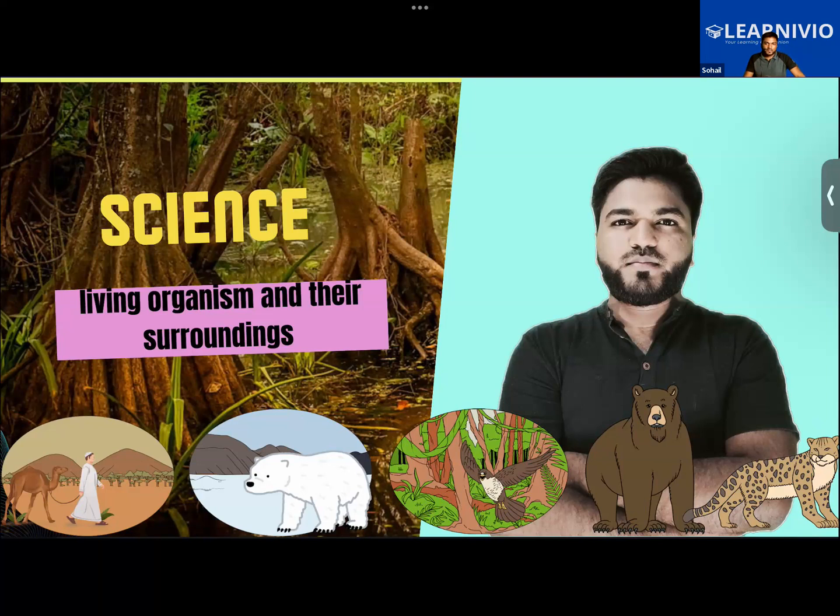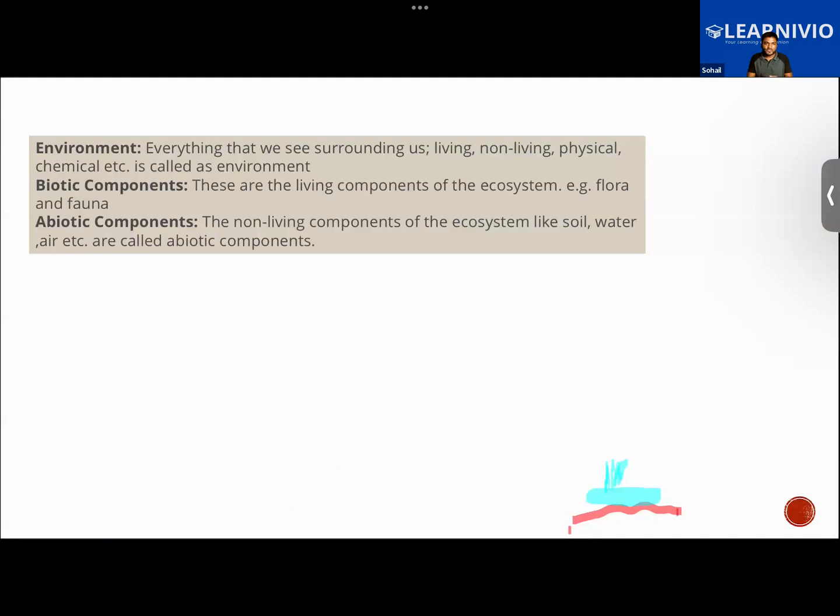Furthermore, we know that different kinds of organisms are suited to live in a given environment only. For example, camels are well suited to live in a desert. Polar bears are well suited to live in the polar regions, like Antarctica. Certain organisms are well suited to live in a rainforest only. Getting it now? So we'll be learning about different living organisms and the kind of surroundings they are found living in.